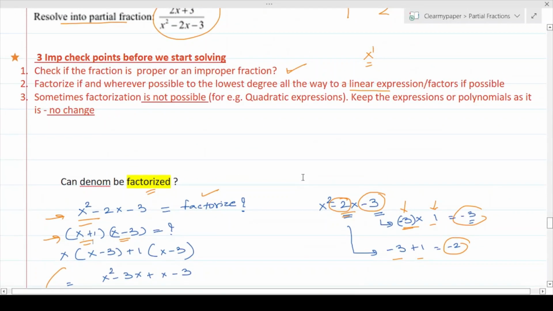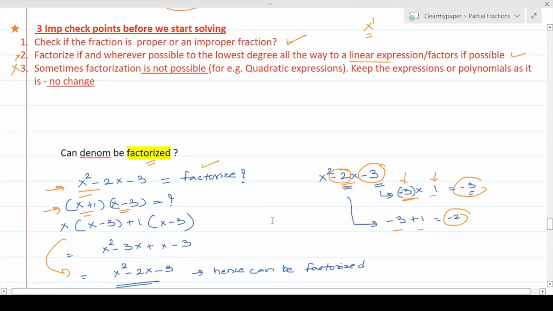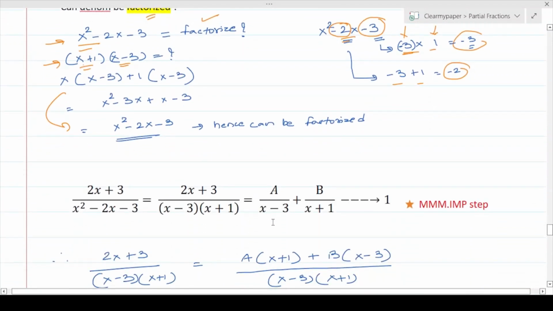Okay, we have done this. The first checkpoint is through, the second checkpoint is through, the third is not applicable because step 2 we have done, it's factorized, so we can skip step 3 directly. Now let's see what we can do here.